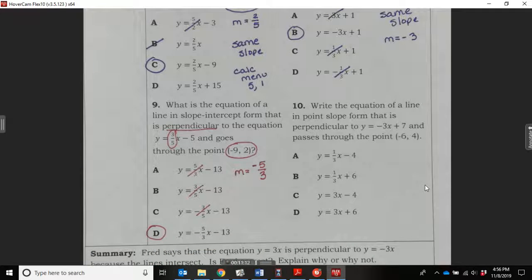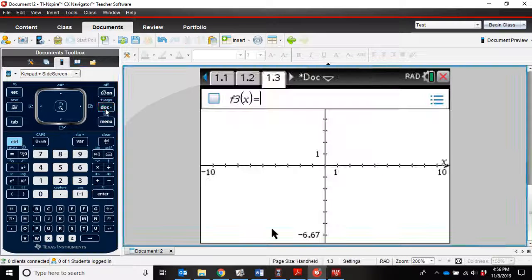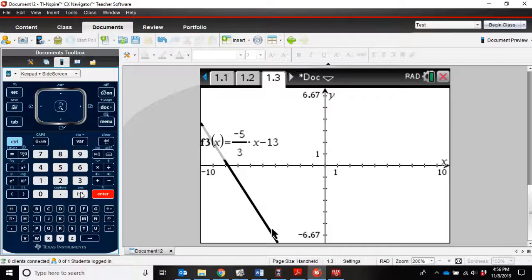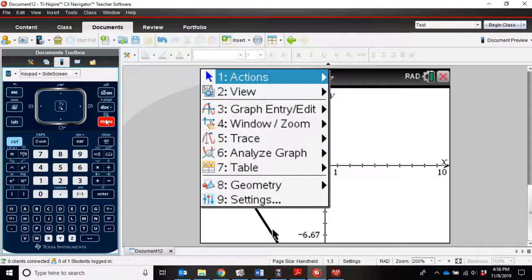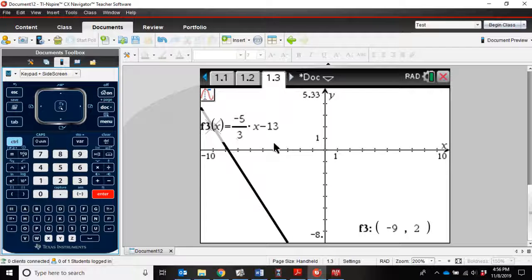However, I forgot to show you on the last one, so I'm going to show you on this one. If we go to our graph page, so Control Doc, add a new graph page, and we type in the equation, negative 5 over 3 x minus 13, that's the answer that we picked. If I press menu 5-1 and I type in negative 9, it will tell me 2 because that was the correct answer.